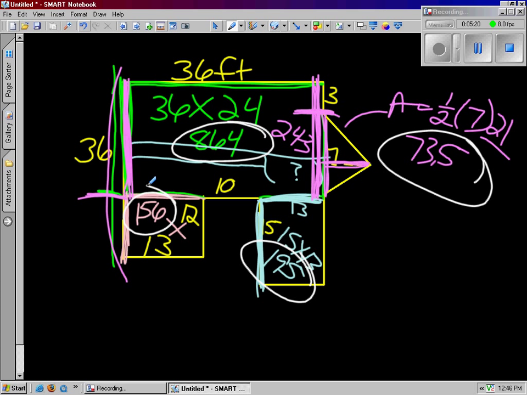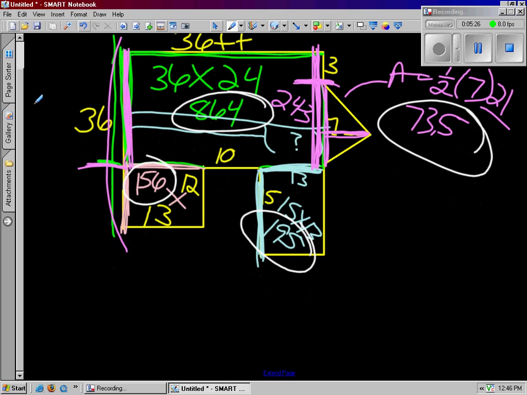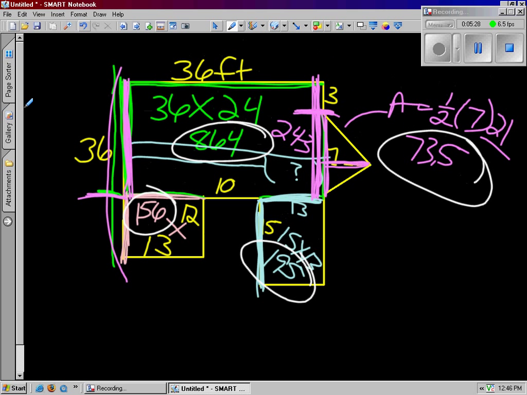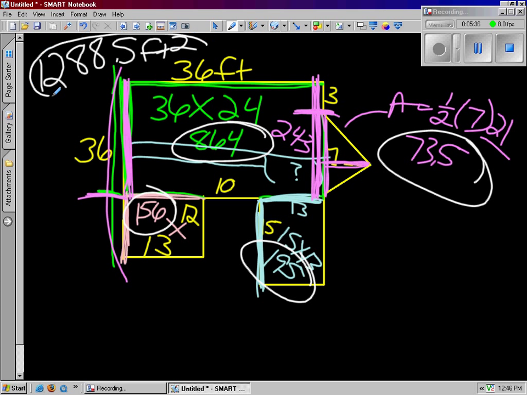Alright, so I took 864 plus 195 plus 156 plus 73.5, and I came up, whoa, pushed the wrong button, sorry guys. I came up with 1288.5 square feet. Now again, you could have split this differently, but you should get the exact same answer. There should be no estimating differences on this. It should be the exact same 1288.5 square feet.